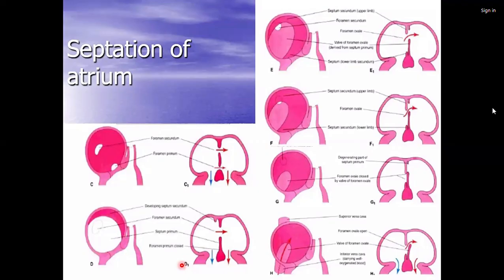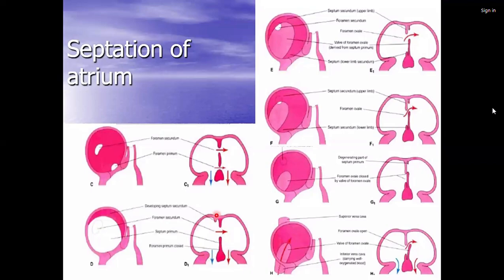What can go wrong? Sometimes the septum primum does not completely reach this part here. So it leaves a big hole. So we refer to that as ostium primum defect.